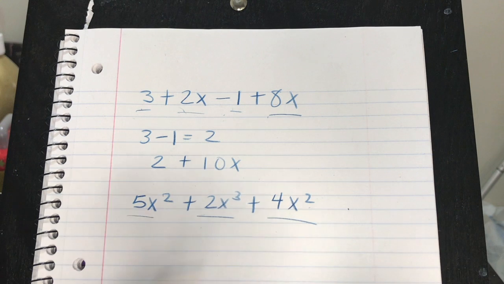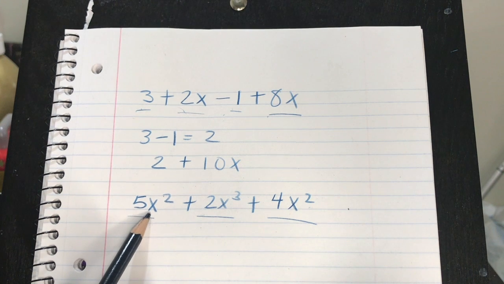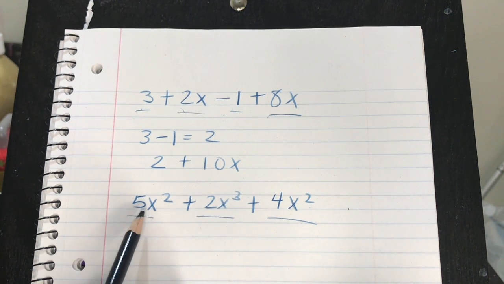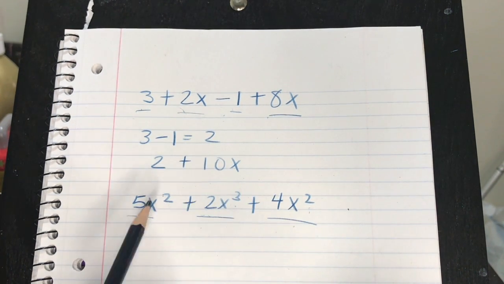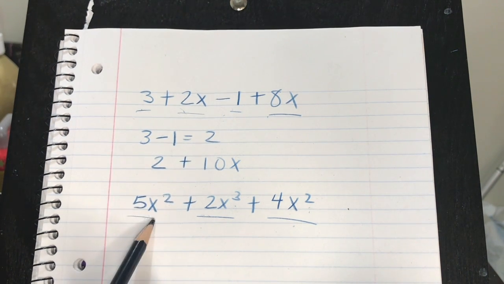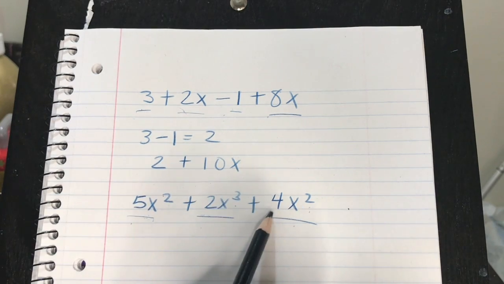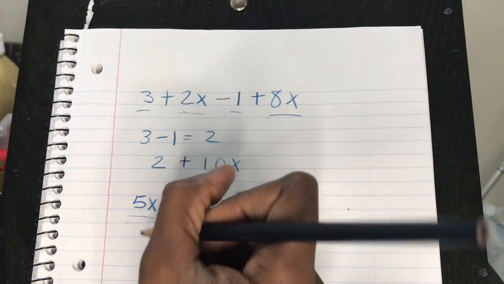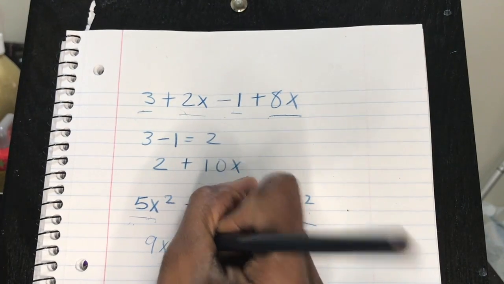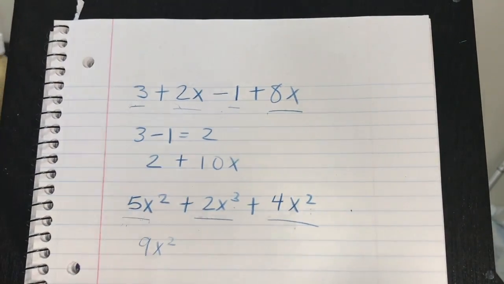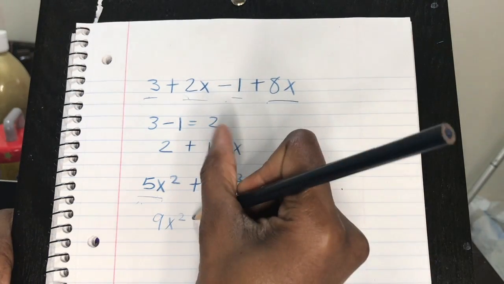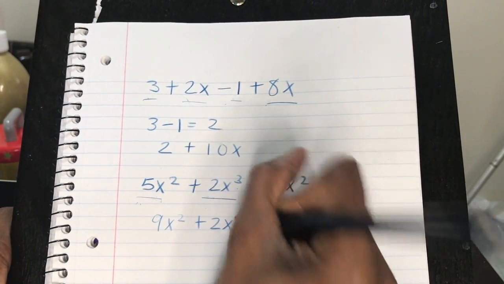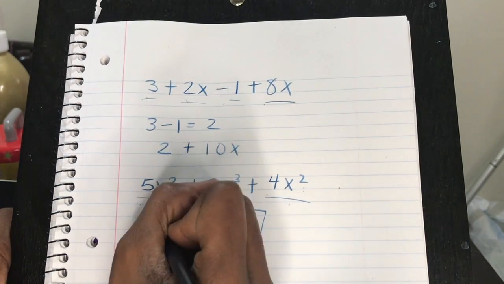Okay, so you need to group them. Which ones are the like terms? They have to have the same variable and same exponent. X, x, x, but you have 2, 3, 2. So you would combine the ones with the x to the second power. 5 plus 4 is 9. So 9x to the second power. And then you would bring down plus 2x to the third power. This is your simplified expression.